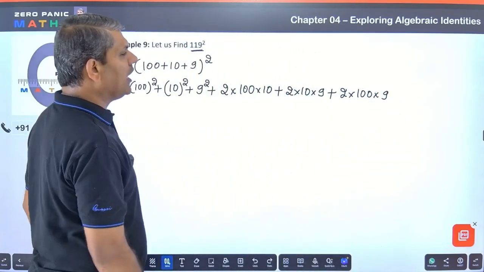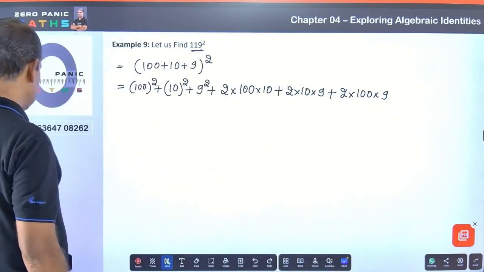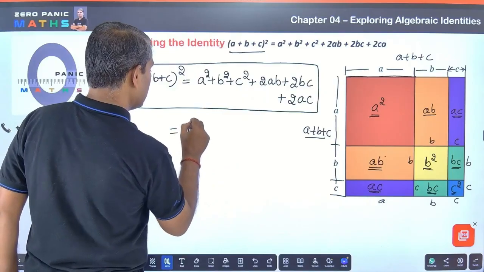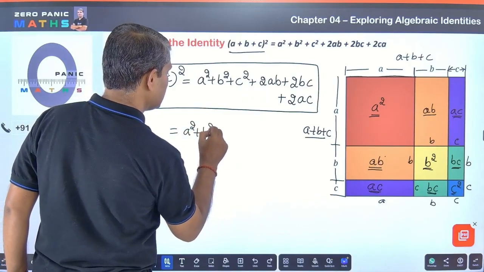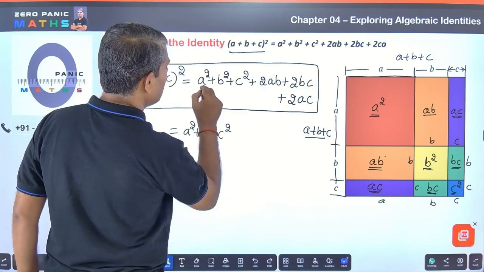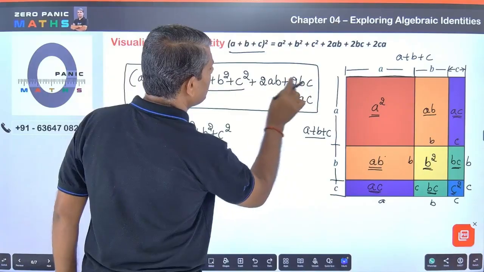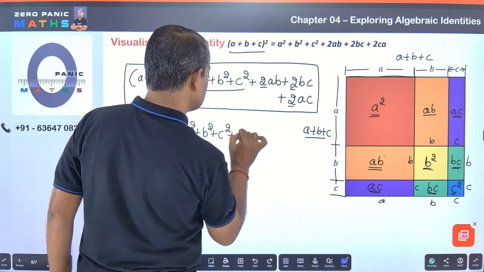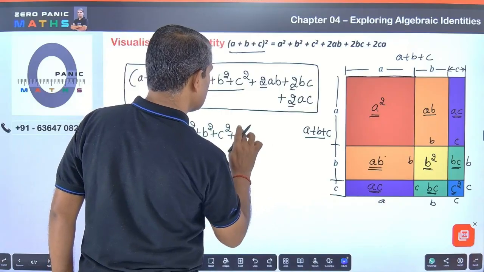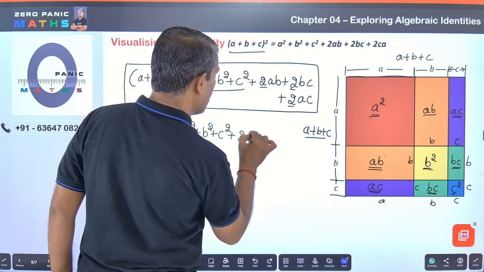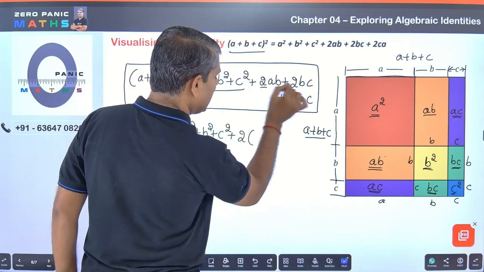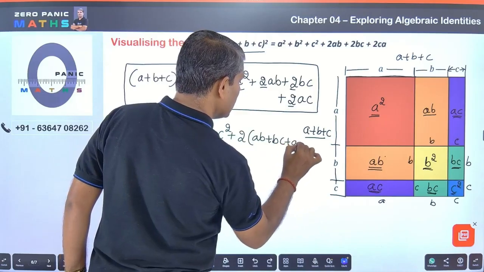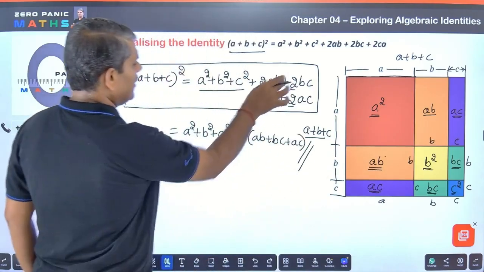Or else what you can do is you can just modify this expansion like this, so that it will be easy for us in the later stages. I can just keep the square terms as they are, and from the product terms you can see 2 is common. Instead of repeating that 2 for all the products, I can take 2 common and write 2 times of (AB plus BC plus AC).